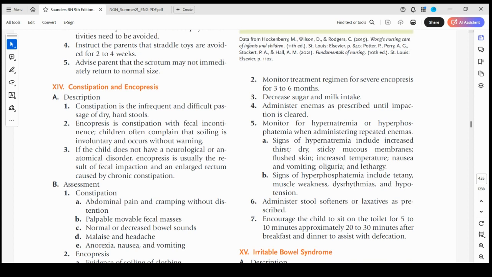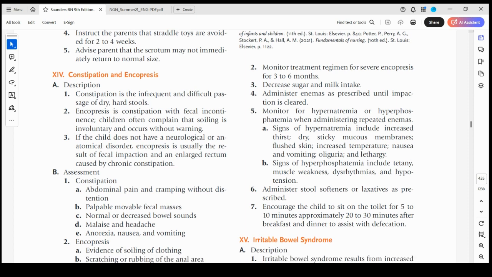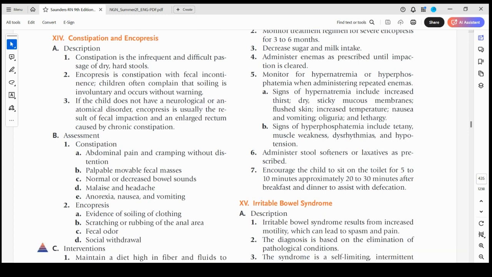They need to decrease sugar and milk intake. They may need an enema. We're going to monitor some electrolytes, hypernatremia, hyperphosphatemia when administering repeated enemas. We especially want to watch for signs of hypernatremia and hyperphosphatemia. And they give us some signs and symptoms here. They may need stool softeners or laxatives.